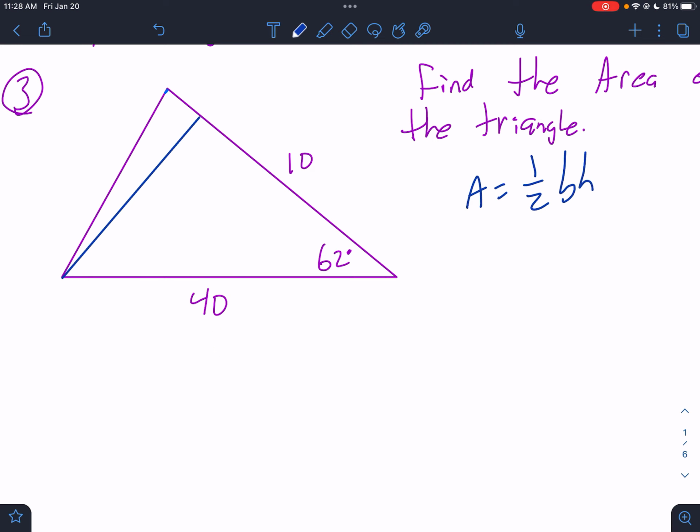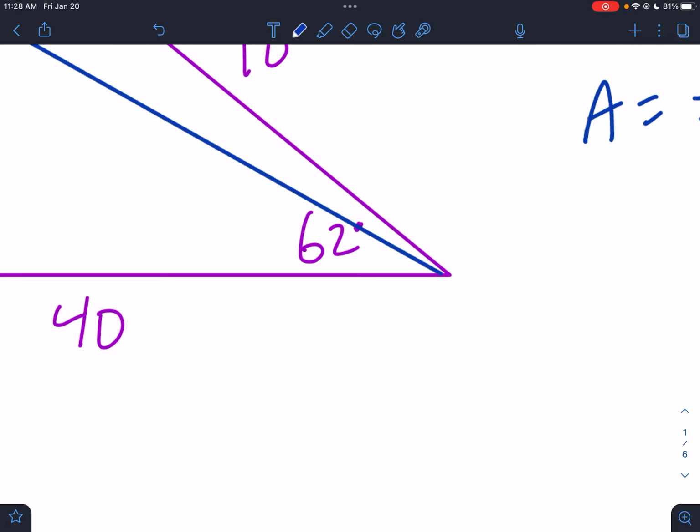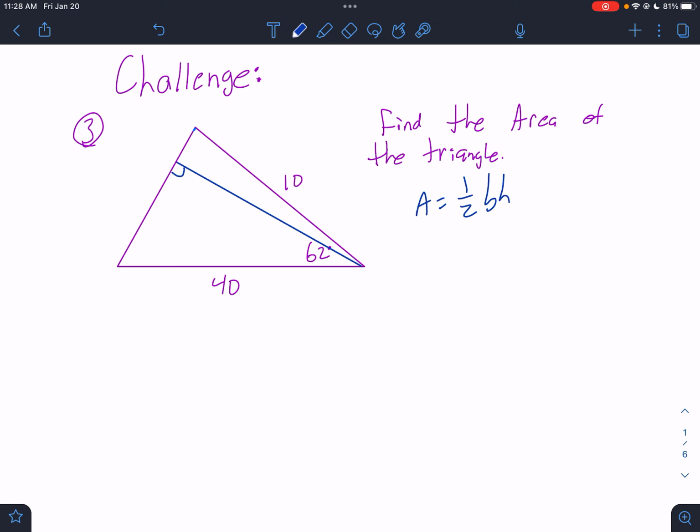Another potential height is I could drop a height from this corner. This one is not helpful because I just cut up my only angle. My only angle is 62. Is it going to be 31 and 31? No. It's not isosceles. If it was an isosceles triangle, like if this was 40 and 40, then ding, ding, ding, now you can split it in half. But it's not 40 and 40, it's 40 and 10. So I don't know how to split up this 62. It's not proportional to the sides. So that height, while it's right, it's not helpful.